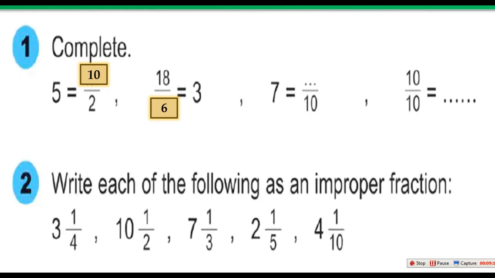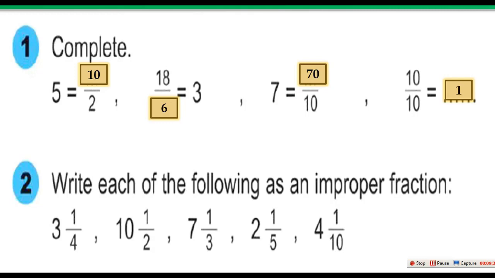7 equals 70 divided by 10, because 7 times 10 equals 70. The last one is so easy. 10 over 10 equals 1. When we divide any number by itself, the result is 1, except 0.